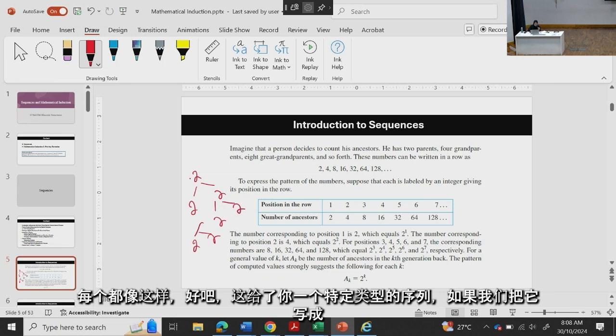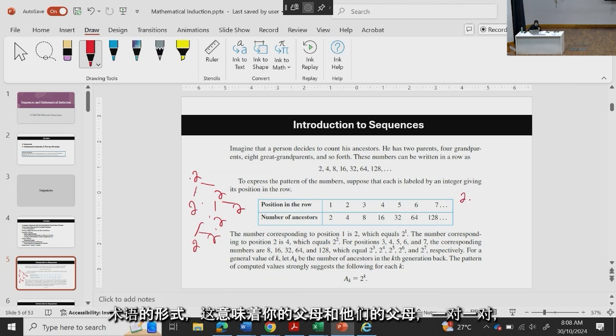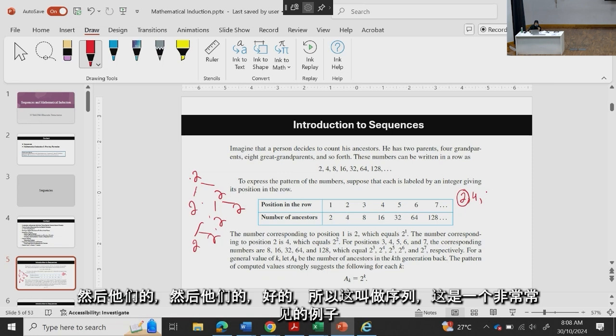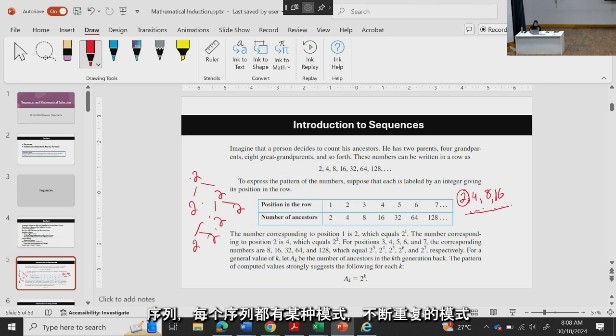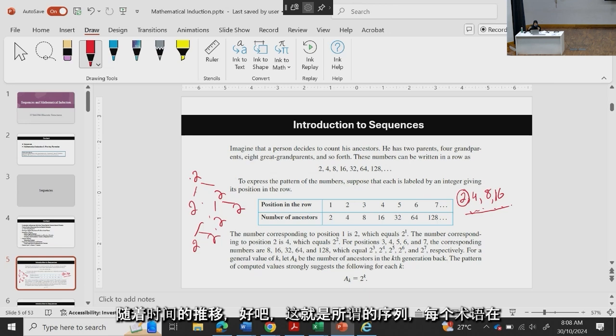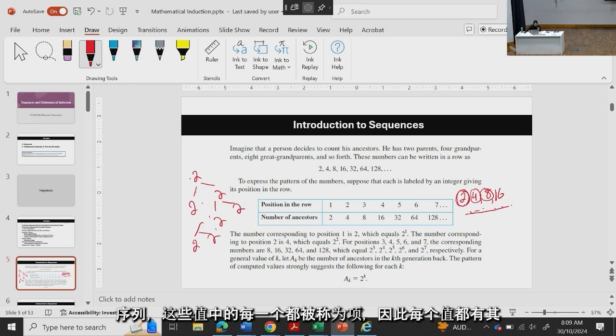So this gives you a certain type of sequence if we write it in the form of terms. So this means your parents and then their parents, pair of each, and then their, okay? So this is called a sequence. This is a very common example of a sequence, and each sequence has some sort of pattern in it, a constant pattern that repeats over time. Okay, so that is known as a sequence, and there is a position for each term in the sequence. Each of these values, these are known as terms. So each of these have their own position.